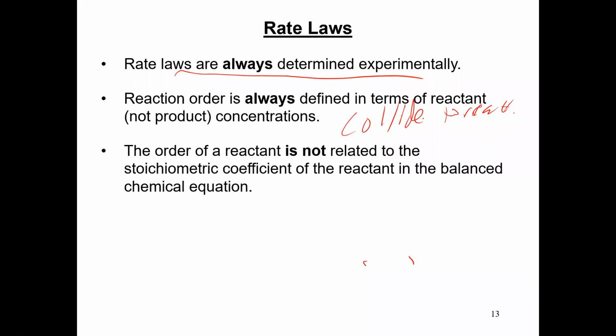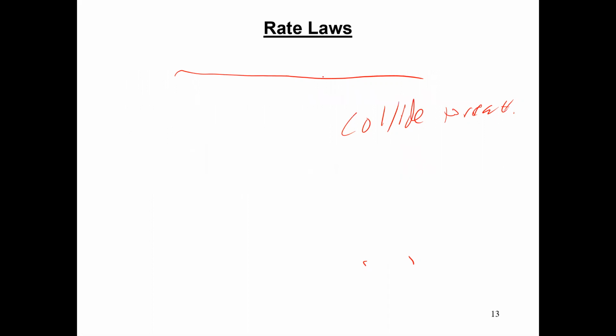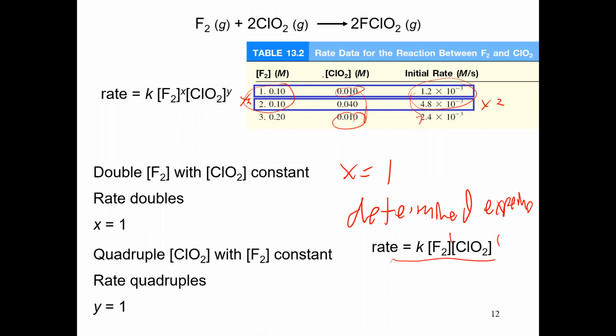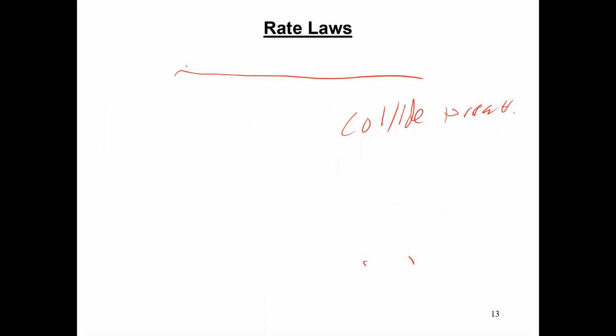The order of a reactant is not related to the stoichiometric coefficient of the reactant in the balanced chemical equation. So if you go back to the previous one, the order of this reaction is not related. Notice this, there is no 2 there. This order is not related to the Y. Not related. Okay? And the X is not related to the F. It's all dependent on a variety of factors: collisions, proper orientation, etc.